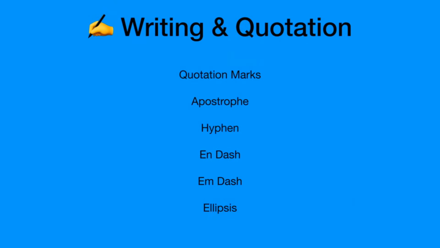All right, next group. We have some writing and quotations here. So we have quotation marks, apostrophe, hyphen, N dash, M dash, and ellipses. I have to say, I did not know N dash and M dash.